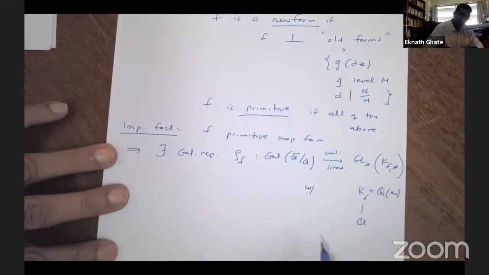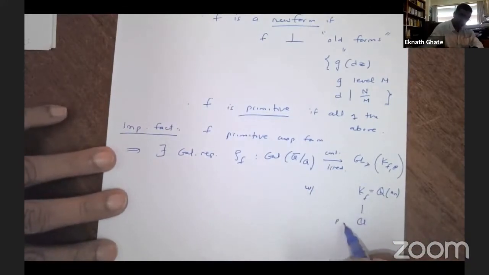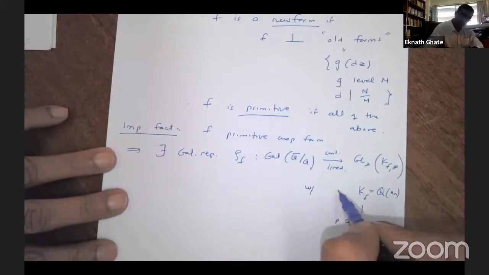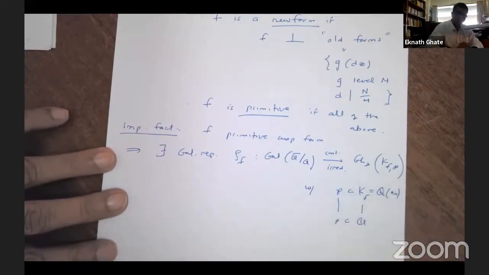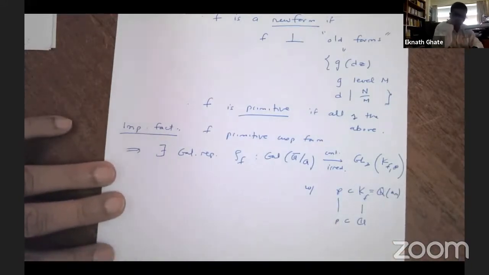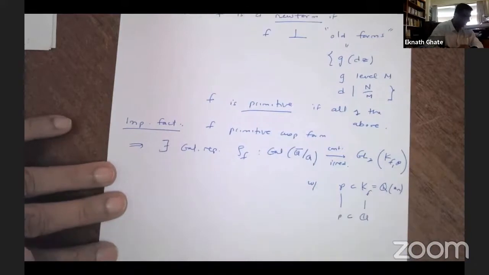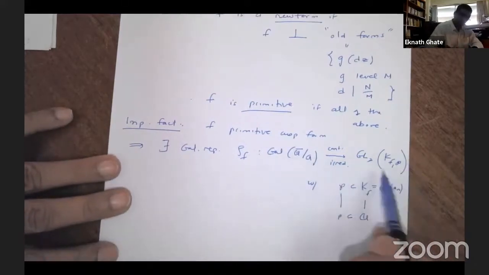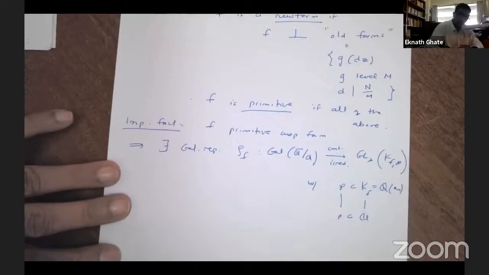And you fix a prime p. So this is a p-adic Galois representation. And P is a prime in the number field lying above the prime p. And this K_{f,P} is the p-adic completion of K_f at the prime P. Okay, so this is a p-adic representation. It's taking values in a finite extension of the p-adic number field Q_p.